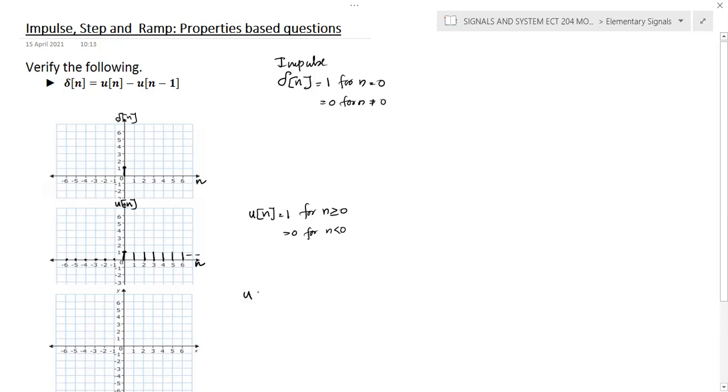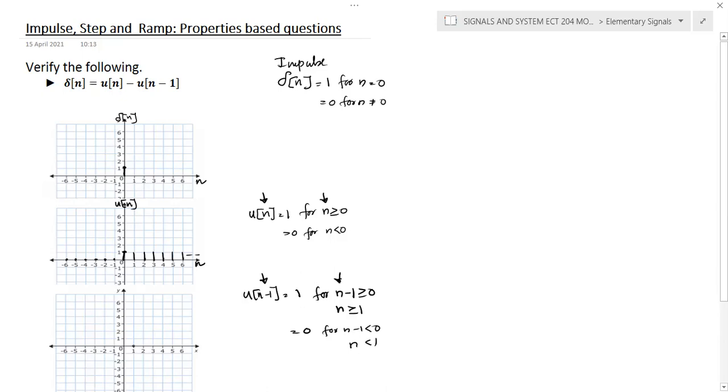Now we need to define u of n minus 1. That is the shifted version of the step signal. U of n minus 1 is equal to 1 for n minus 1 greater than or equal to 0, because in this particular case when n is greater than or equal to 0, the function magnitude is 1. In place of n, here it is n minus 1, so we'll write n minus 1. So if you rearrange this, you can write n greater than or equal to 1, and 0 for n minus 1 less than 0, or you can write n less than 1.